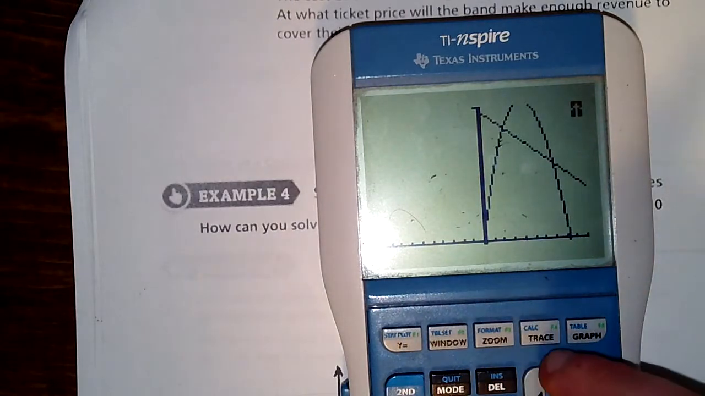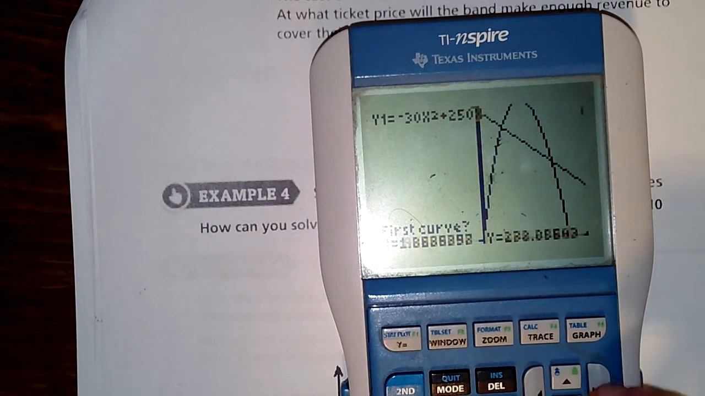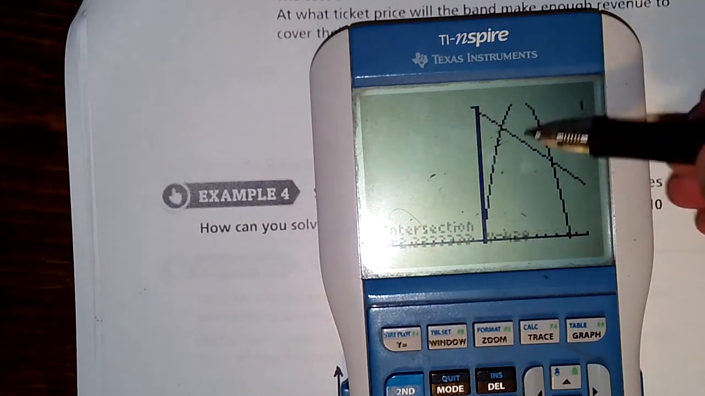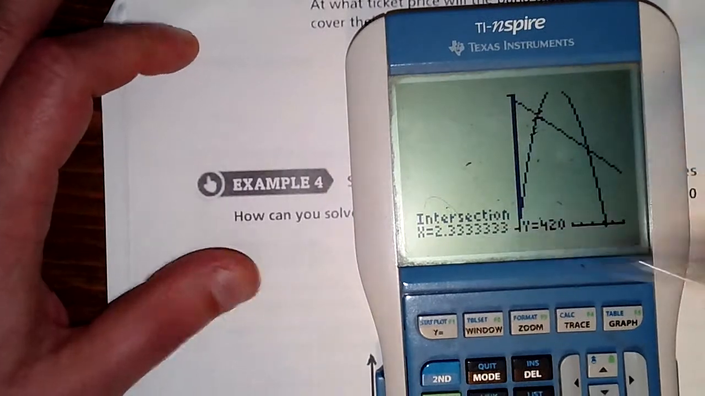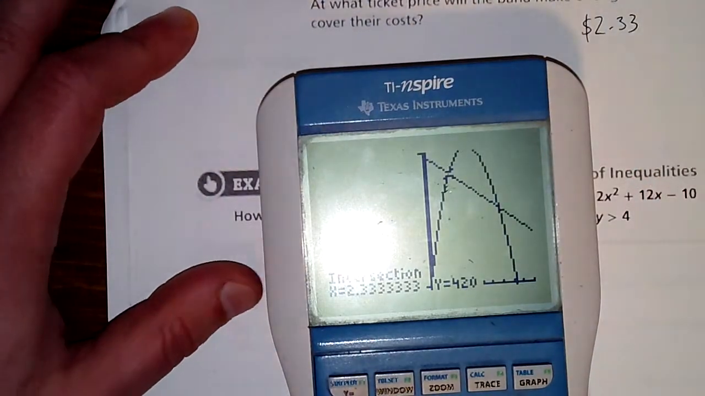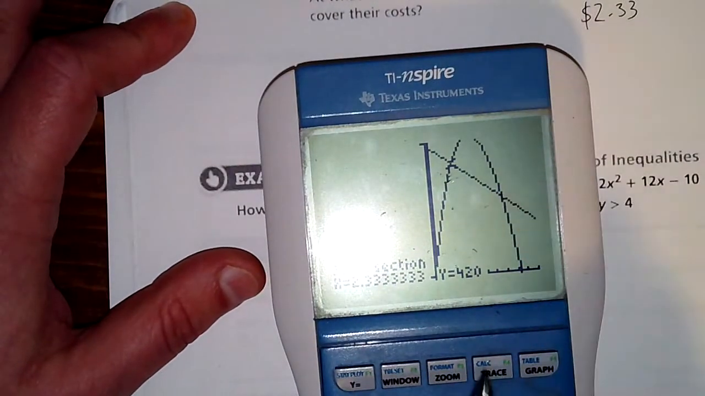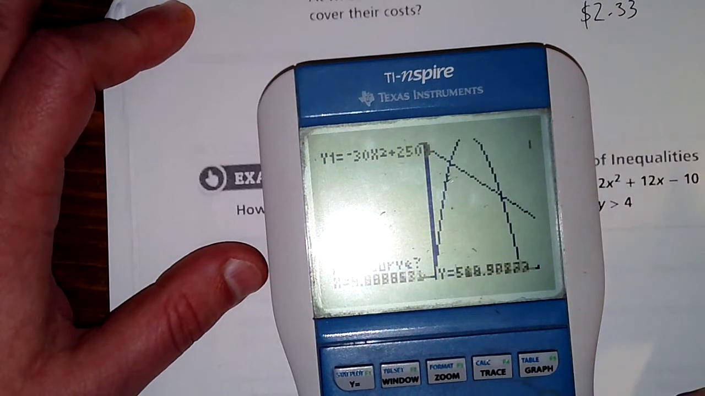So if we go ahead and we go find our intersection, move over here. So this intersection would be if they were to charge, and again, this is money, so $2.33 per ticket price, or per ticket. That would be one of them. And then our other one is going to be the point that's over here. Go ahead and slide on over.